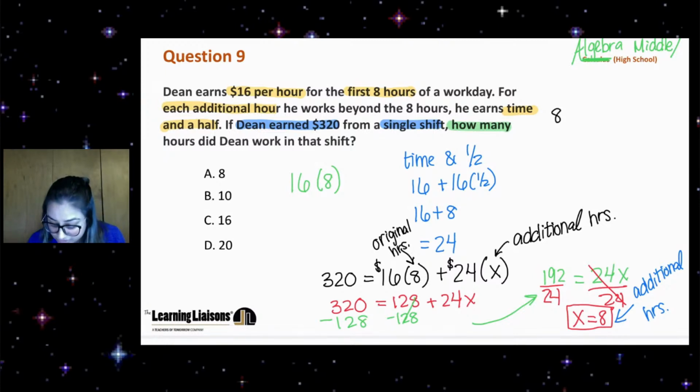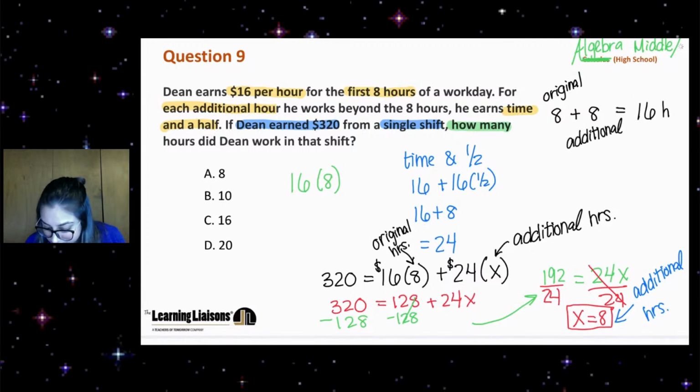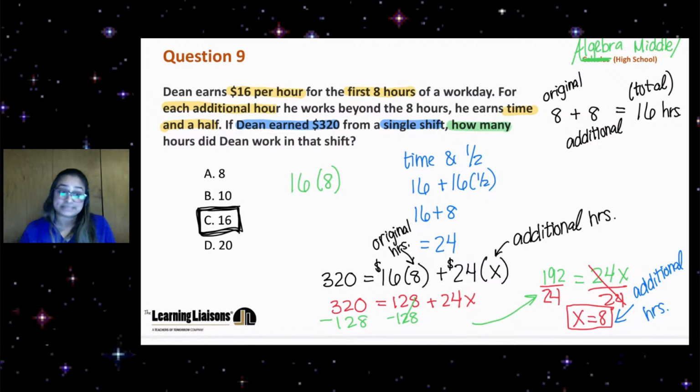So 8 hours for the original day, plus the 8 hours for additional hours, is equal to a total of 16 hours. Winner, winner, chicken dinner at C for 16. Yes, they like to throw number 8 at you and tell you that you've got to be done if you see a number that you've solved for, but that's not how it works. You always have to ask yourself, what did I solve for?